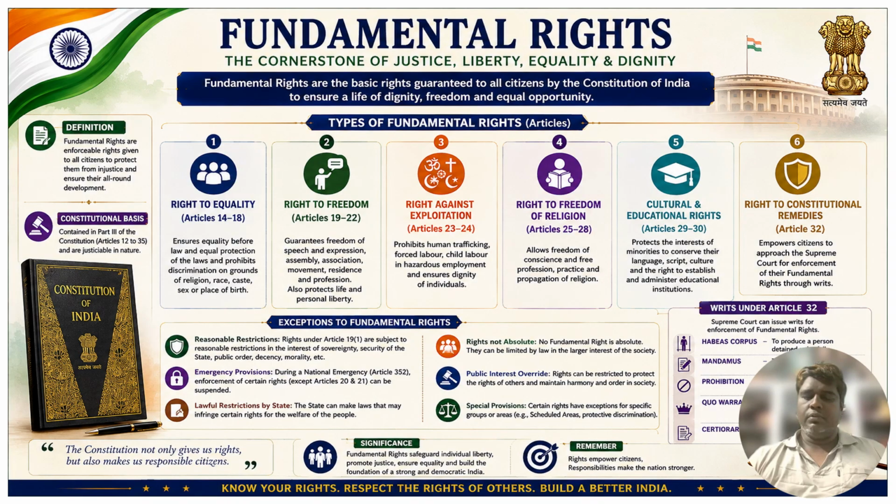Next is the right to freedom, which is covered under Articles 19 to 22. It includes important freedoms such as freedom of speech and expression, freedom of peaceful assembly, freedom of association, freedom of movement, freedom of residence, and freedom to practice a profession. These freedoms are essential for a democratic society. For example, the ability to express an opinion, participate in discussions, form associations, and move freely are important aspects of democratic life. Having freedom also means using the freedom responsibly.